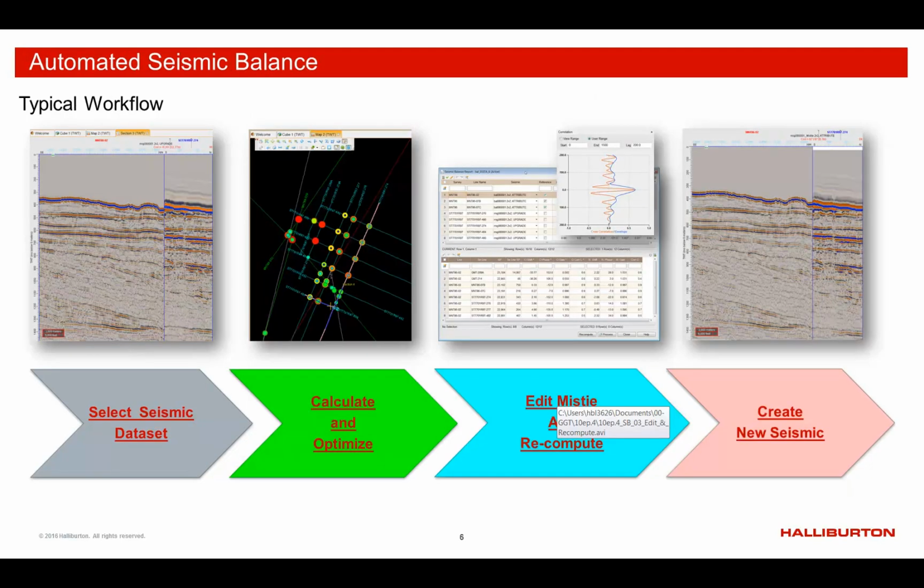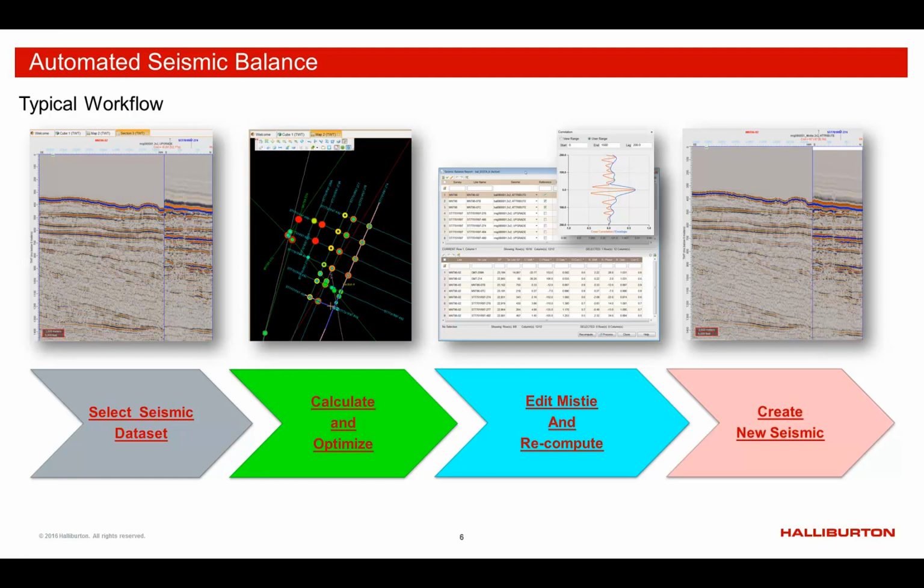Focus on the most important workflow, automated seismic balance. The typical workflow starts from selecting seismic data to the calculation. Here, I'm going to show the demo, from a quick screening process to optimize the parameters for the best result. Then we move to a stage where, at some of the challenging tie points, the automation might not give you a very stable result.